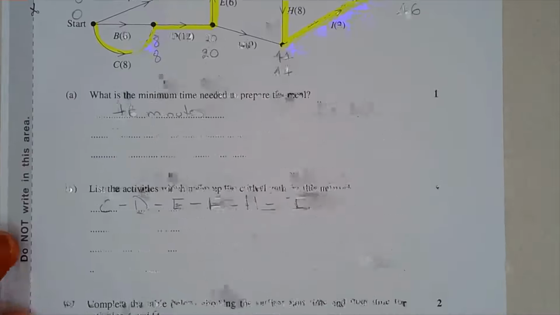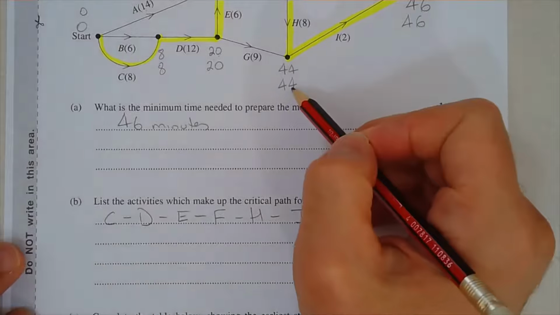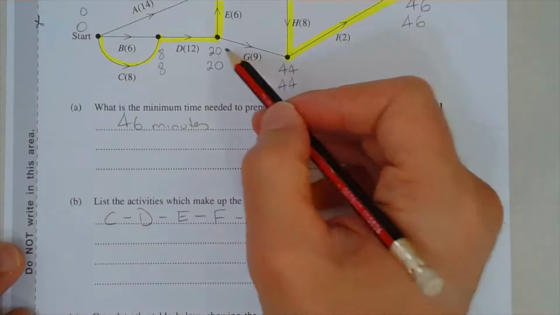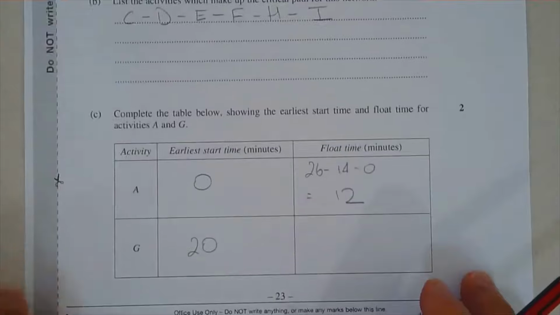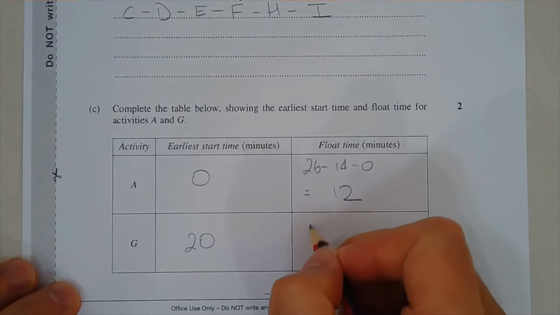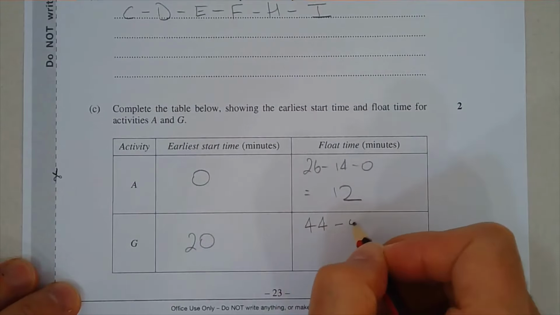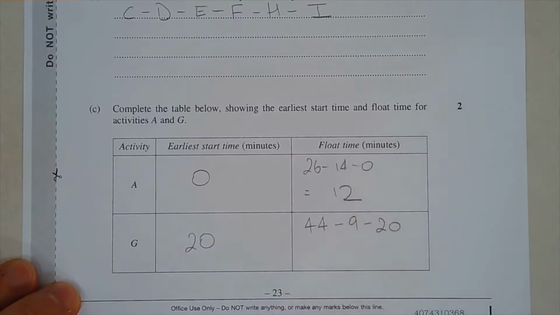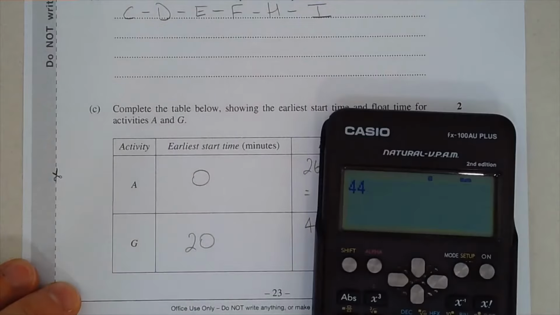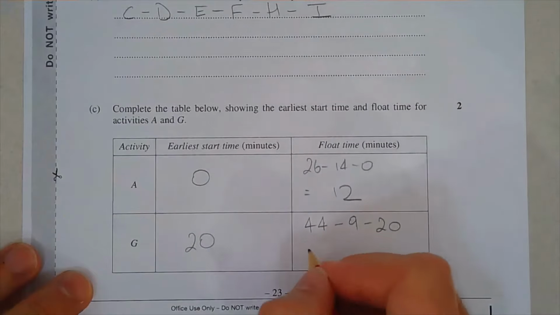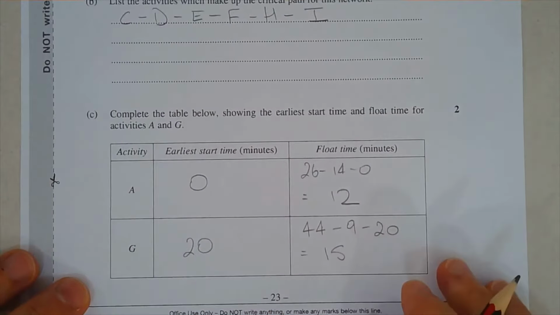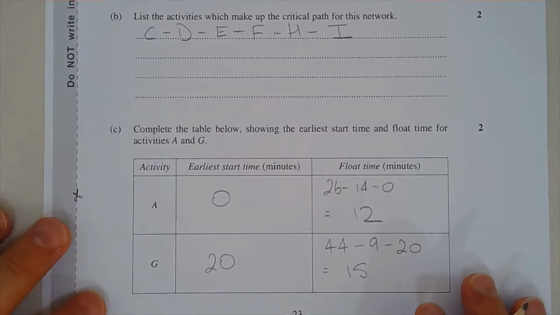And for activity G, okay, 44 minus 9 minus 20 will give us the float time for G. So 44 minus 9 minus 20, okay, and we'll get 15. Okay, and that's that.